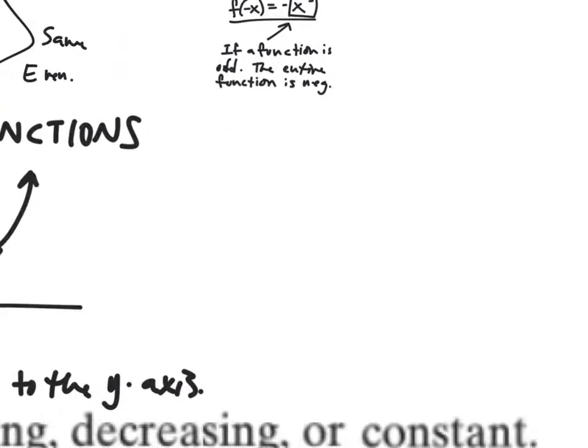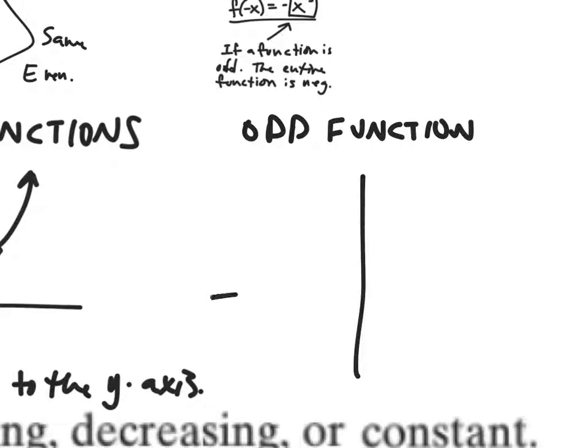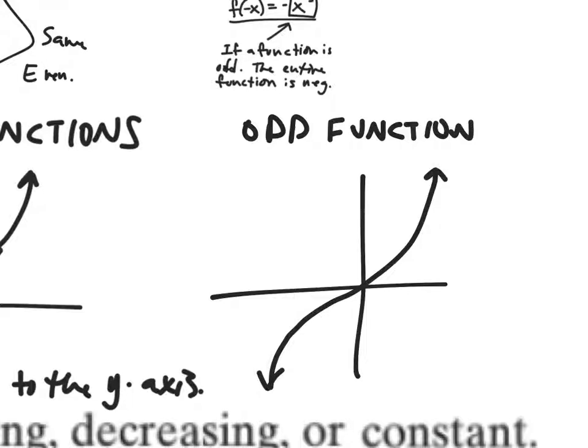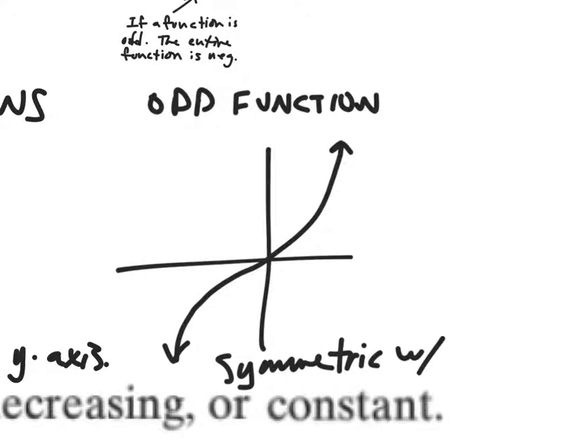An odd function, like x cubed, is symmetric with respect to the origin.